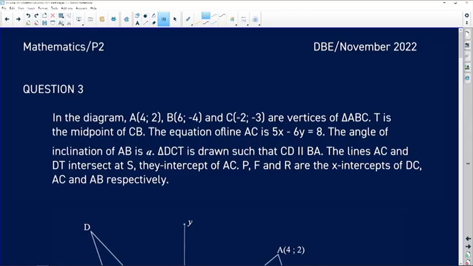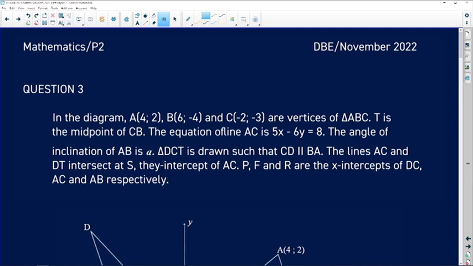Right, let's go to question 3 of the Mathematics Paper 2 of November 2022 for Grade 12s. It reads as follows: in the diagram, A with coordinates (4; 2), B with coordinates (6; -4), and C with coordinates (-2; -3) are vertices of triangle ABC. T is the midpoint of CB.